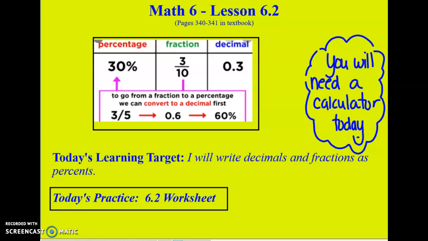Our learning target is that we're going to be able to write decimals and fractions as percentages today.